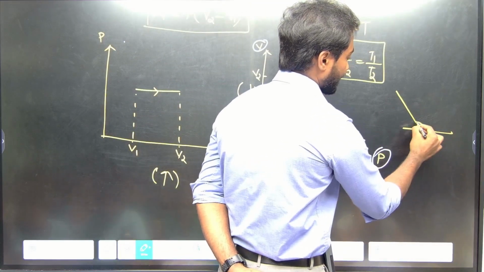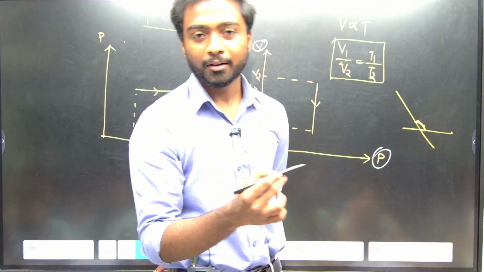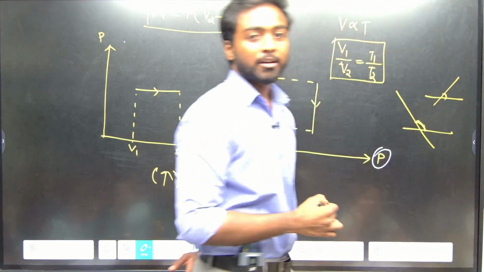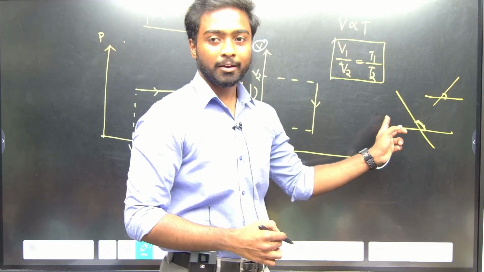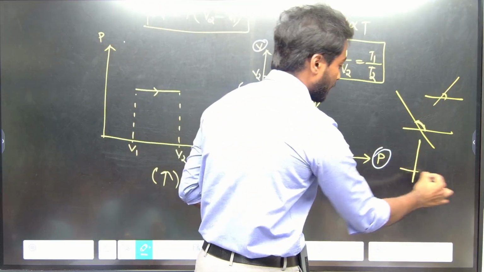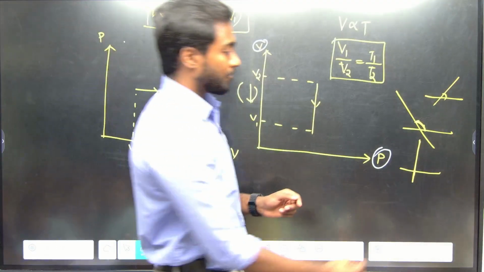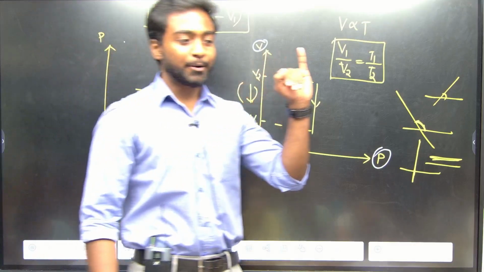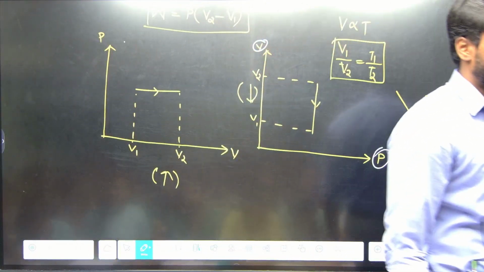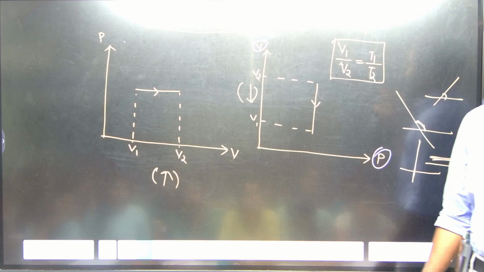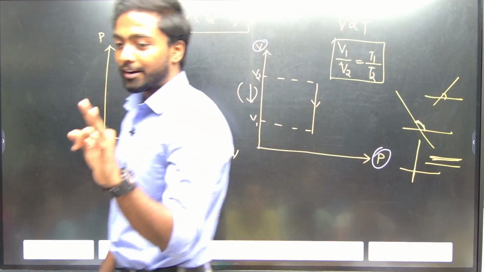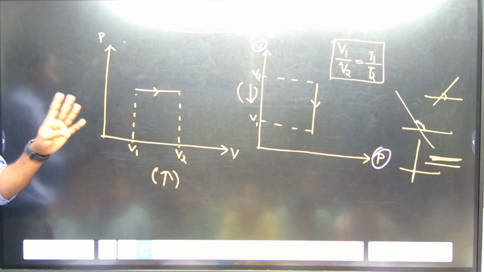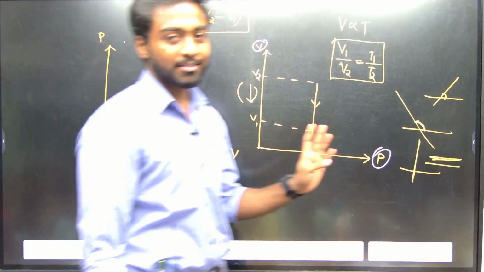If the angle is an obtuse angle, the slope is negative. An acute angle means positive. Acute, below 90 degrees, it is positive. Above 90 degrees, negative. If it is perpendicular to the x-axis, it is infinite. When it is parallel to the x-axis, it is 0. So 4 things: obtuse angle negative, acute angle positive, perpendicular to the x-axis infinite, and parallel to the x-axis 0. If you remember these 4 things, the graph is easy, that's it.